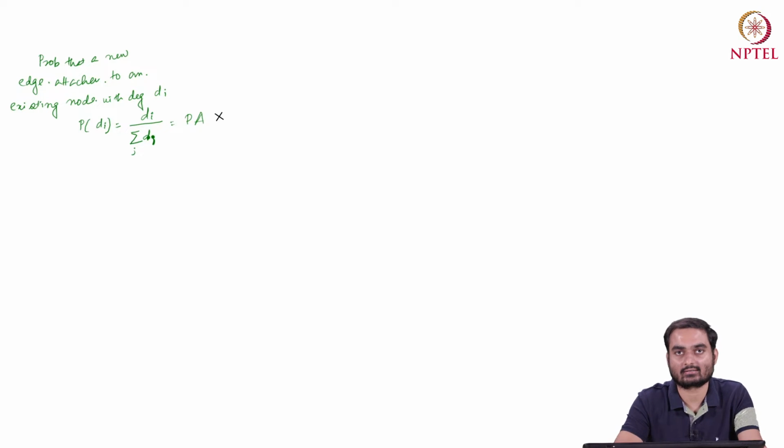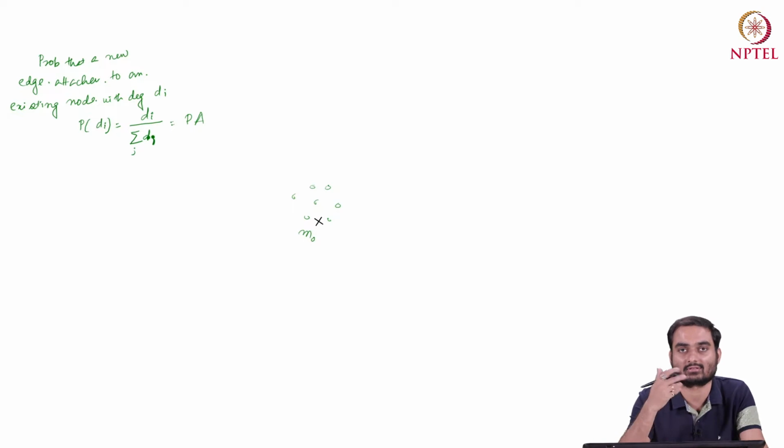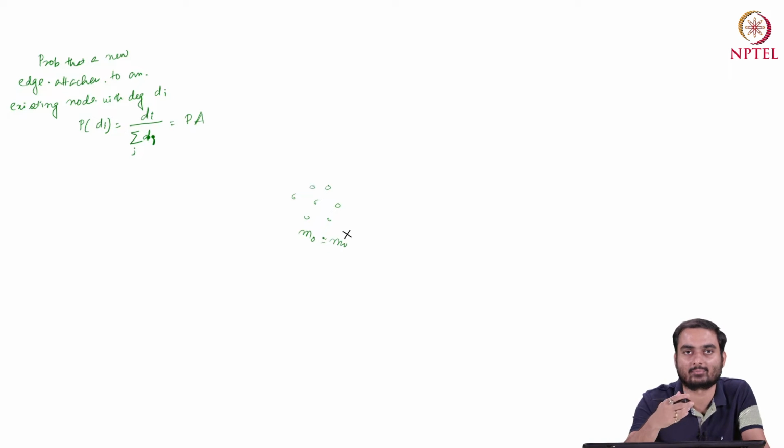Let's try to understand the system first. Initially, let's assume that you have m0 nodes in the system, because you have to start from some nodes, and you also have roughly m0 edges. Roughly, the number of nodes and the number of edges is more or less the same. It doesn't matter.